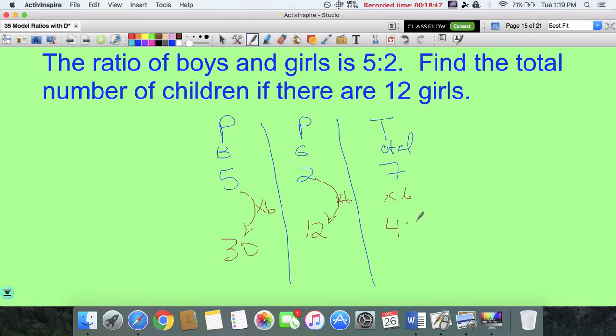7 times 6 is 42. 30 plus 12 is 42. Look, when there's 30 boys, it will be 12 girls for a total of 42. So we know we did our problem correctly, and it says find a total number of children. Well, when there are 12 girls, there's going to be 30 boys, and there's going to be a total of 42 children.